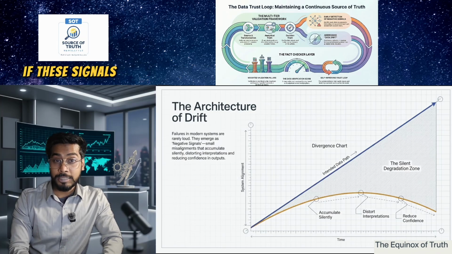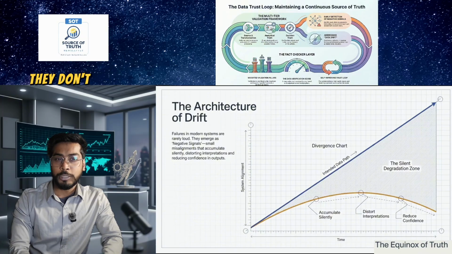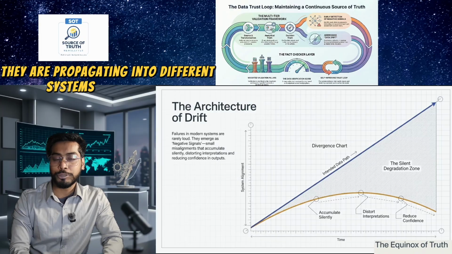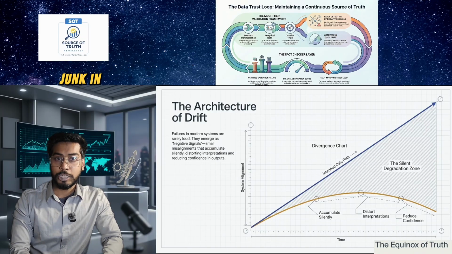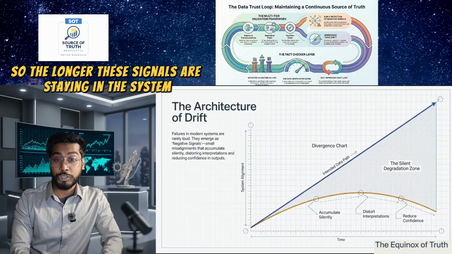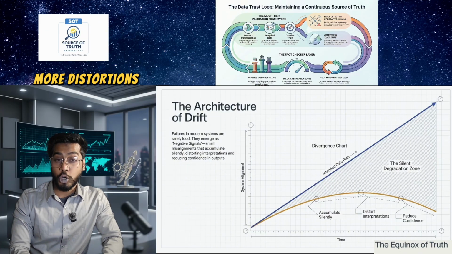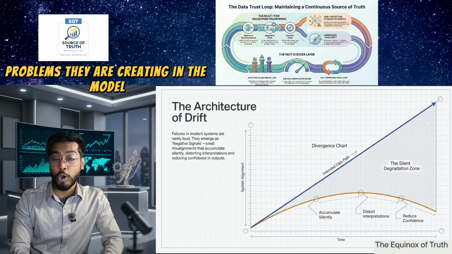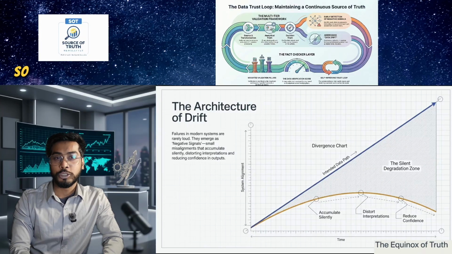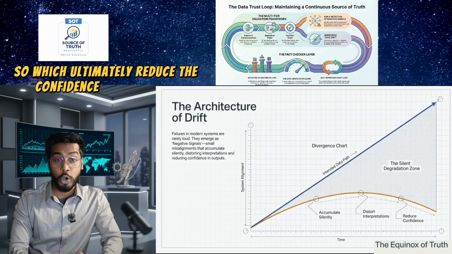If these signals go unnoticed, they don't just stay small, they propagate into different systems as junk in, junk out, but more and more amplified. The longer these signals stay in the system, the more distortions and problems they create in the model output and interpretations, which ultimately reduces the confidence in the output.